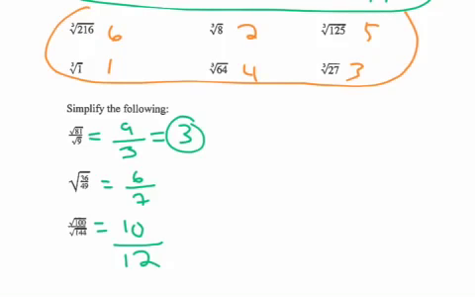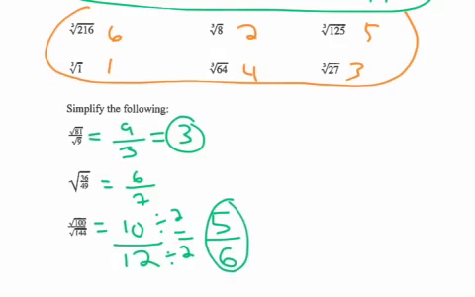And yes, this can be simplified. We can divide both by 2. 10 divided by 2 is 5. So if I just show you, we're dividing the numerator and denominator by 2 to simplify. 12 divided by 2 is 6. So 5, 6 should be your final answer. If you do not simplify it, yes, you will lose some points on your test.